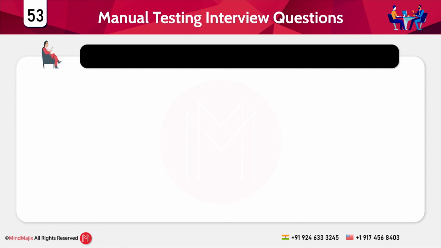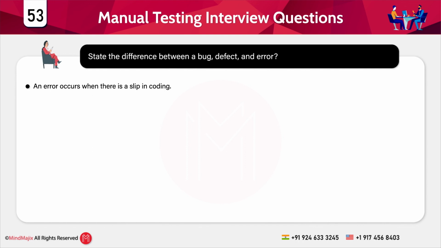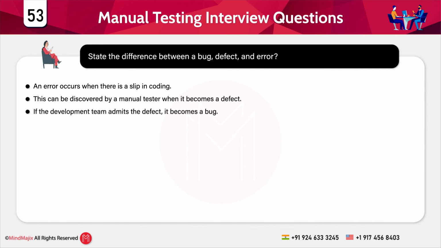The next question is, what is the difference between a bug, defect, and an error? An error occurs when there is a slip in coding. This can be discovered by a manual tester, when it becomes a defect. If the development team admits the defect, it becomes a bug. In case a build code misses the requirements, it turns out to be a functional failure.